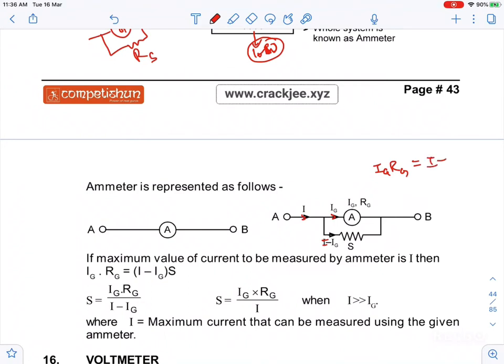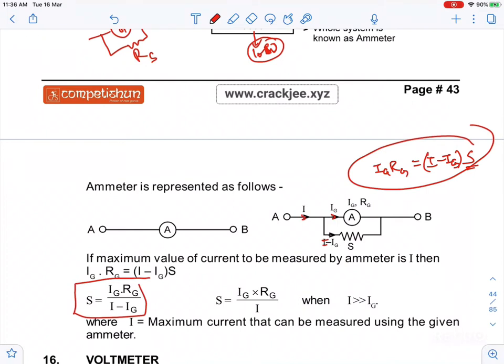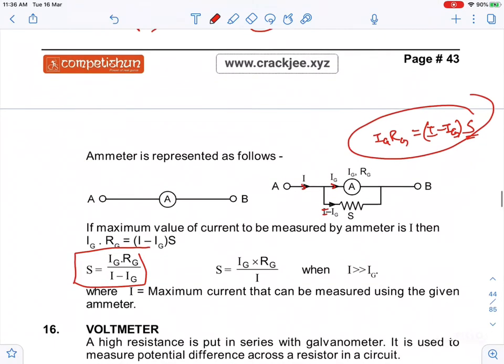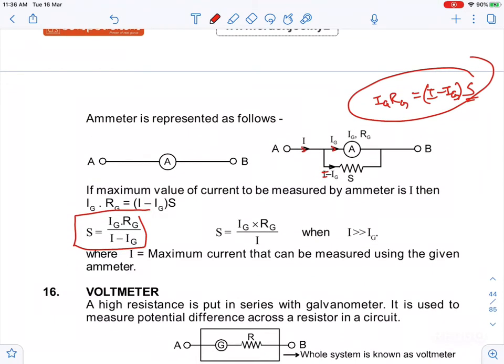So this Ig into Rg is the potential difference across this. It can be written as (I minus Ig) into this galvanometric resistance or shunt resistance S. So from here you calculate this value of S. The value of S will come as Ig Rg divided by (I minus Ig). Shunt resistance value is very low.